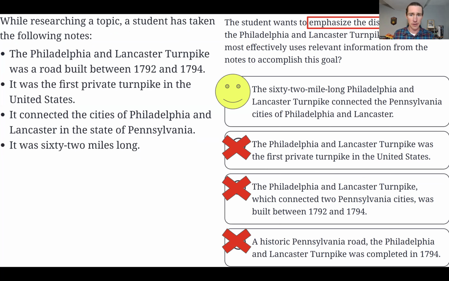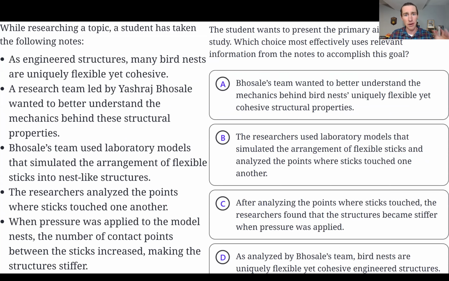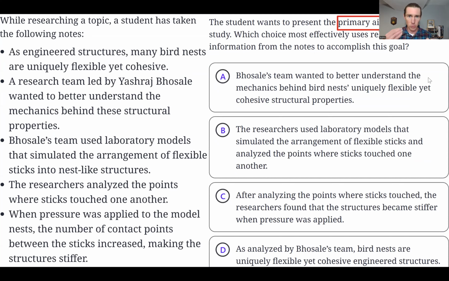Let's look at another example. Here, we want to read the question. The student wants to present the primary aim of the research study. Let's go to the choices. What we're looking for is, does it present the primary aim? Another word for aim is the goal, right? What we're trying to figure out.